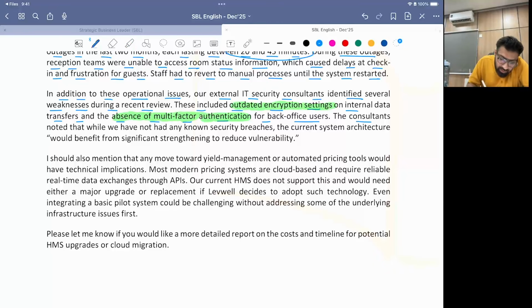The consultants noted that while we have not had any known security breaches, the current system architecture would benefit from significant strengthening to reduce vulnerability. So far, no one has attacked us. But if someone had attacked us, our systems are not in a position to resolve it.